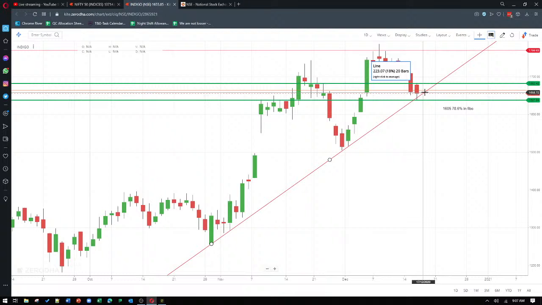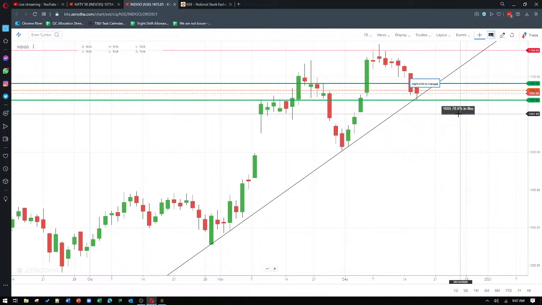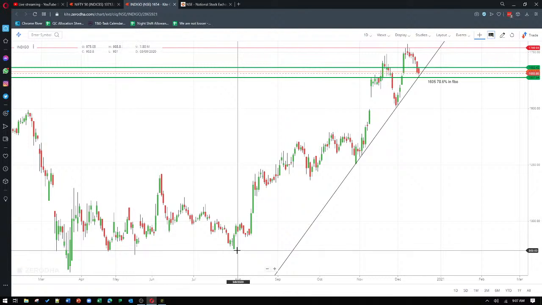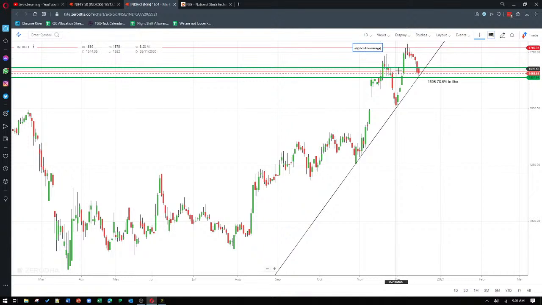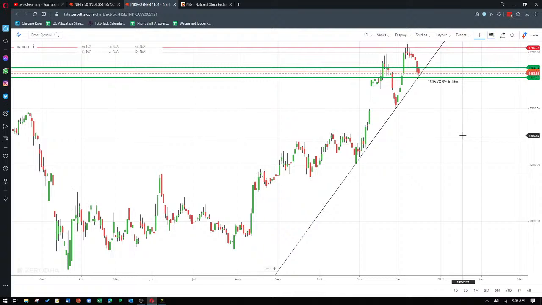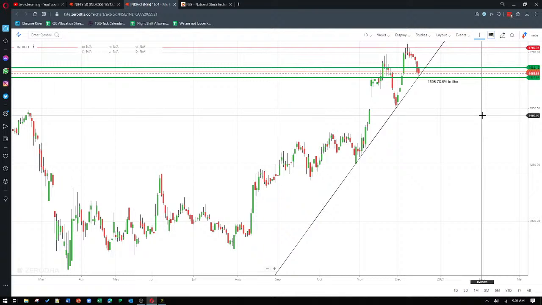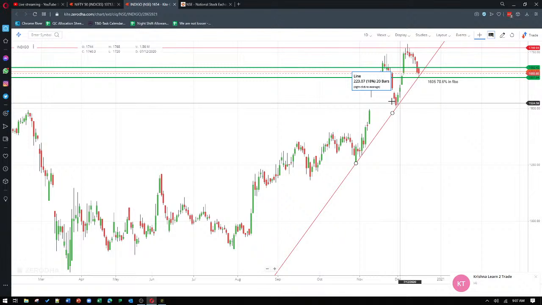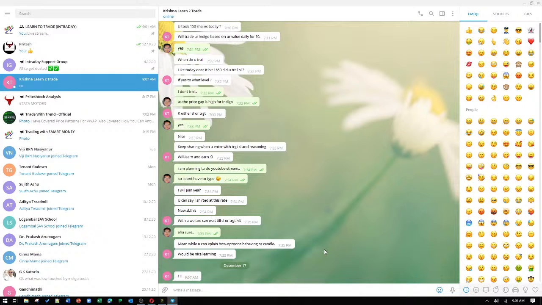Okay, so I have made a note: 1605 is the 78.6 percent Fibonacci level. I made a Fibonacci from this level because the rally actually started from here. From here to here, in this range, 1605 is 78.6. So that is another tricky area for us to understand whether it will reverse from there or fall from there. Okay, so this is about the 1 day chart.